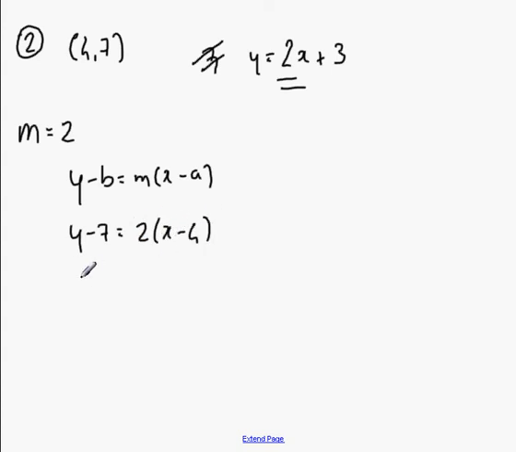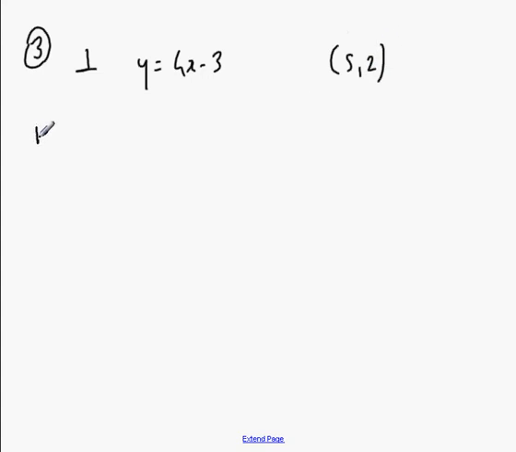We've got the two things we need, point and gradient, and it's y - 7 = 2(x - 4). Expanding out, y - 7 is equal to 2x - 8, and rearranging in form ax + by + c = 0 gives us 2x - y - 1 = 0, and that's the equation of the line for question 2. Question 3. Find the equation of the line which is perpendicular to the line y = 4x - 3 and passes through the point (5, 2).